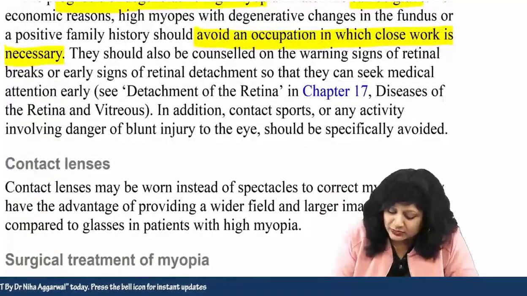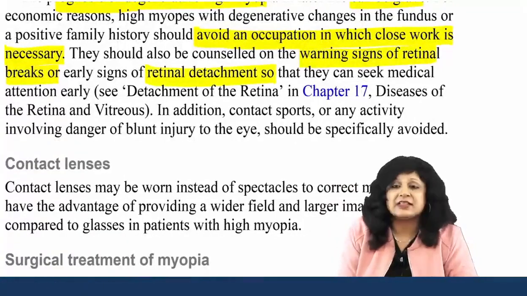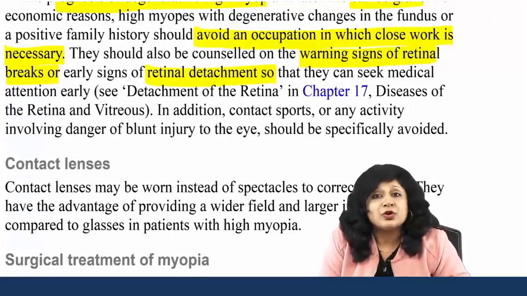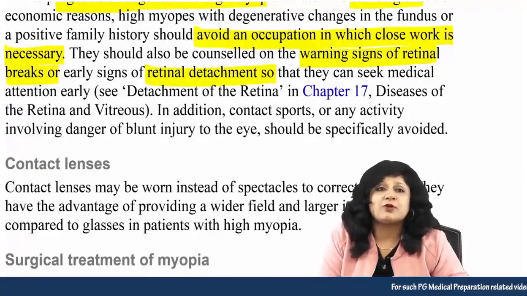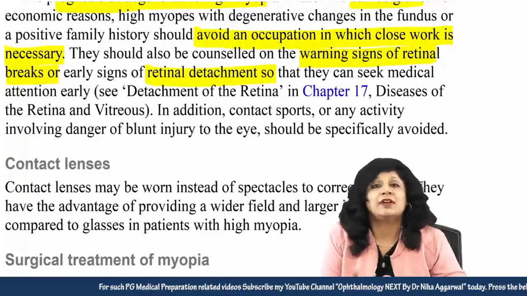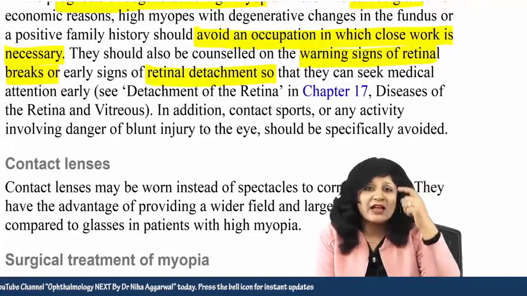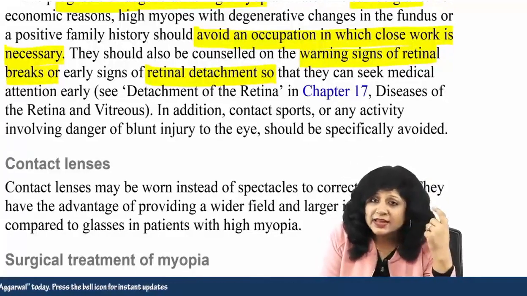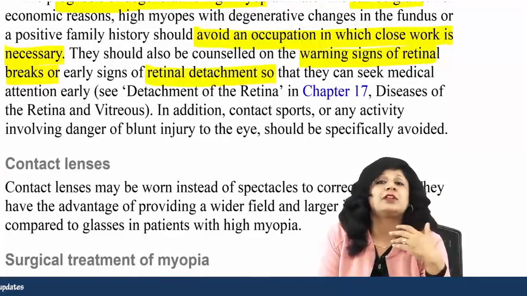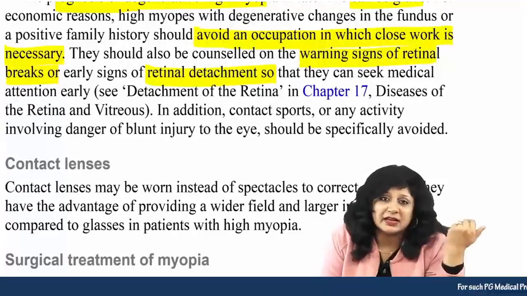They should also be counseled about the warning signs of retinal breaks or retinal detachment. Because every time they are having degenerative myopia, there is often a risk that there can be degenerations, retinal holes, or retinal detachment. So you should tell them to keep this in mind, that they can have all these problems, and what the alarming signs and symptoms can be, so that whenever they feel something like this, they can seek medical help at the earliest.